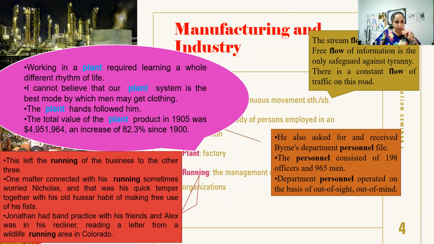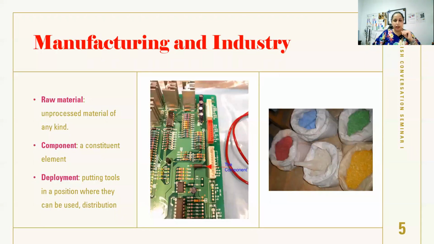All right, next. We'll check on these 3 different words and then we'll check on the examples. Raw material. I decided to use a picture over there so that you could understand a little better. Here, just raw material that you need for your product, but you haven't used it yet. So that's raw material, unprocessed material of any kind.